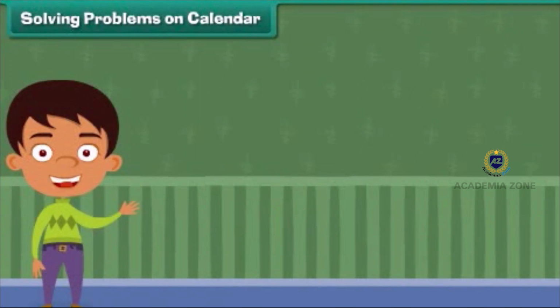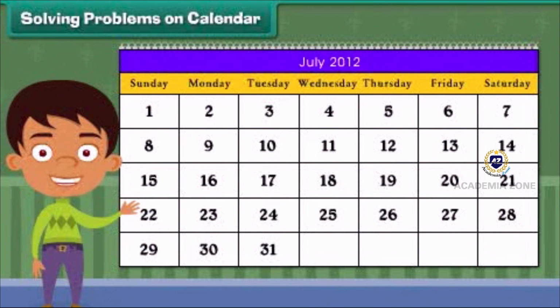Solving problems on calendar. Do you know that calendar solves many problems? You can easily read the days and dates on a calendar. Let us look at the month of July for the year 2012. Can you tell on which day does this month end? Yes, it's Tuesday. What day is it on 13th July? It is Friday.